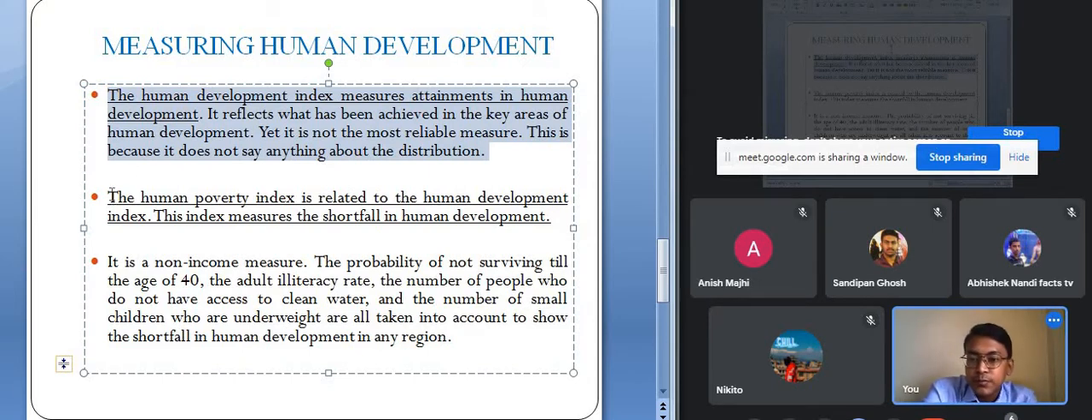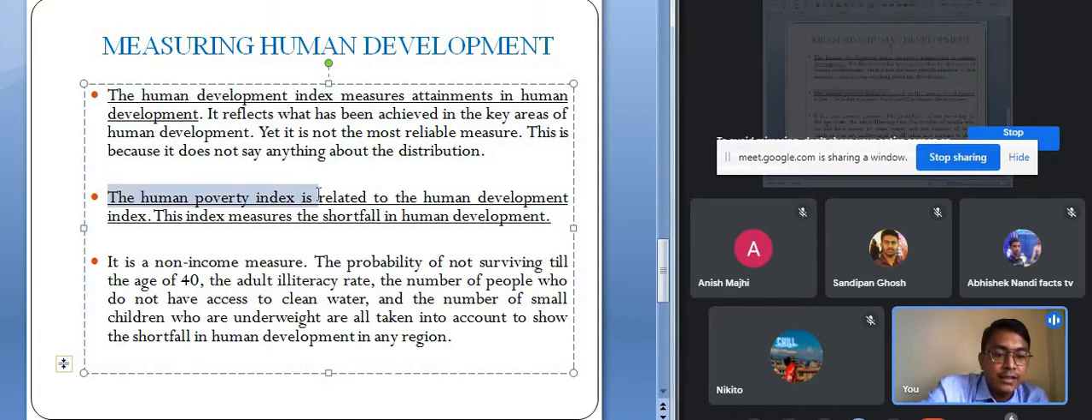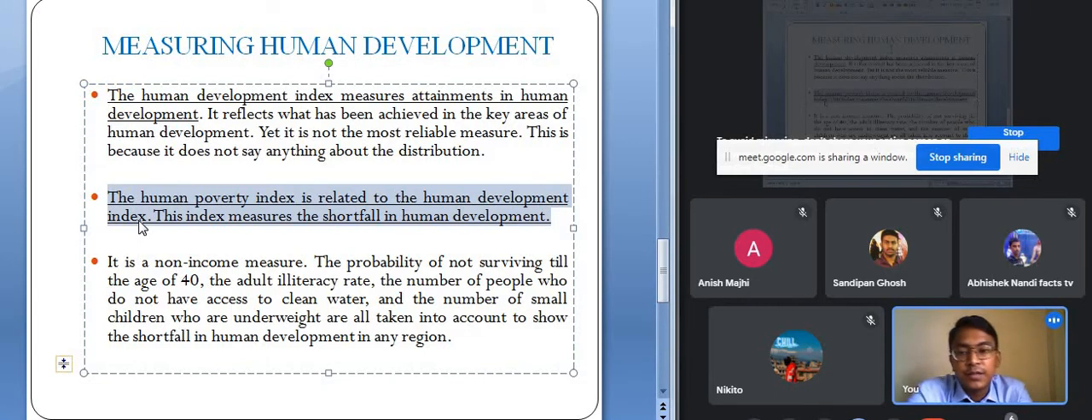See, the Human Poverty Index is another measurement, which measures the level of shortfall, which measures the level of poverty. The Human Poverty Index is related to the Human Development Index. The Human Development Index measures the level of human development, what has been achieved, and the Human Poverty Index basically measures what has not been achieved, the shortfall. In the Human Poverty Index, the countries are ranked according to the level of poverty. The countries with more poverty will be placed higher.